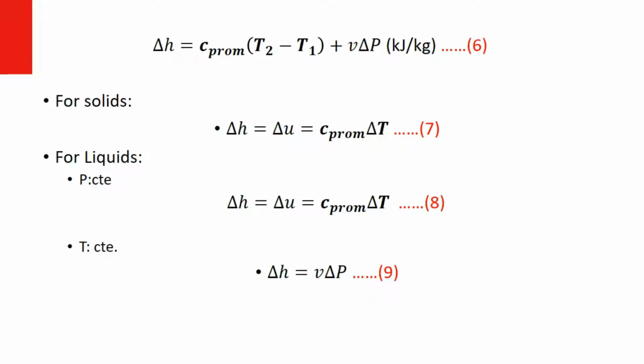For liquids, there are two special cases. First, constant pressure process, as in heaters, where the differential of pressure is 0. Then, the variation of enthalpy is equal to the variation of internal energy. Second, constant temperature process, as in pumps, where the variation of temperature is 0. The variation of enthalpy is equal to the volume times the variation of pressure.